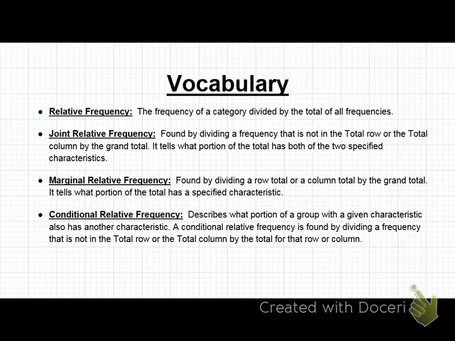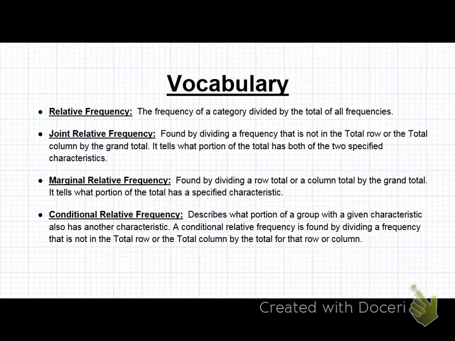Marginal relative frequency is found by dividing a row total or a column total by the grand total. It tells what portion of the total has a specified characteristic. So again, how many girls are in the class, 50%. And then conditional relative frequency describes what portion of a group with a given characteristic also has another characteristic.